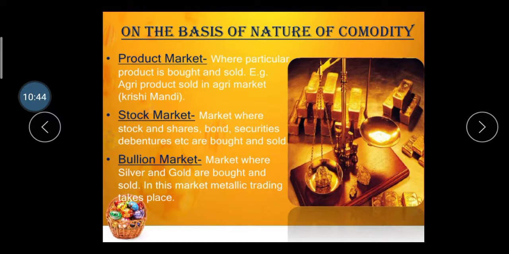Then the bullion market, where silver and gold are bought and sold. In this market, we can say metallic trading takes place. Here you can sell and purchase gold and silver, but you cannot sell physically. You cannot hold these gold and silver coins, but in your bullion account you can find these types of commodities and units, okay.